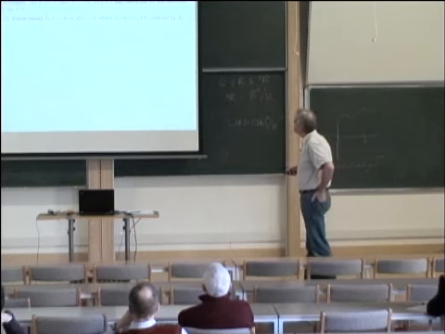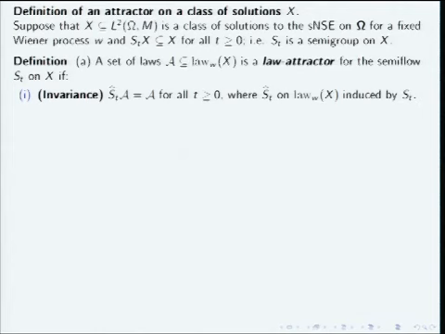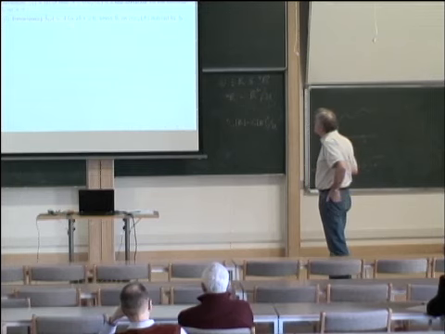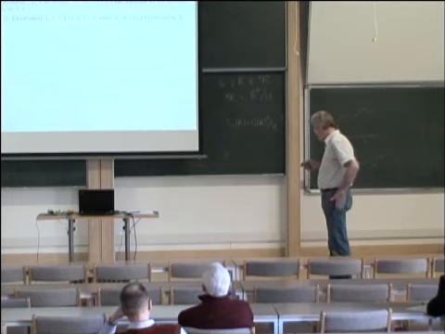Then the definition of an attractor is a little bit convoluted, and I'll explain later a better definition. But the first definition that we came up with was this, that we start by looking at what we call a law attractor. So that would be a set of laws of solutions, but not just the laws of the solutions, the law of the process which is the solution, together with the driving Wiener process. So we call that a law attractor if there's invariance under the semigroup which is naturally induced by the one that we're given in the first place, the shifting semigroup.